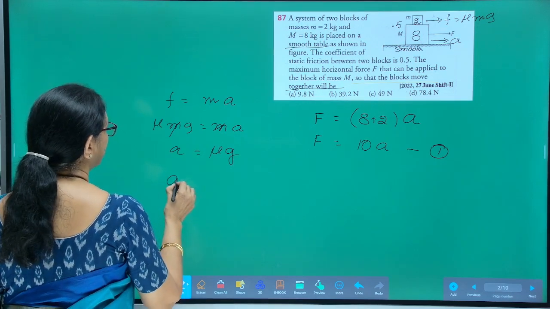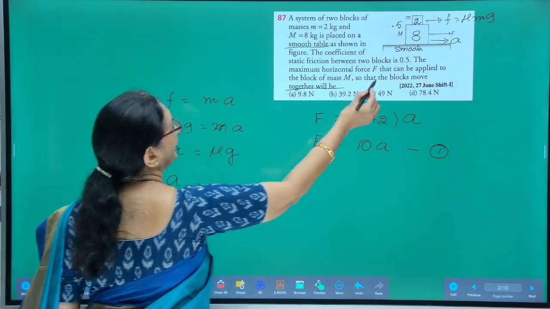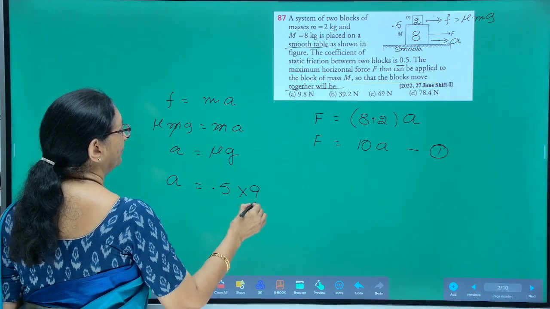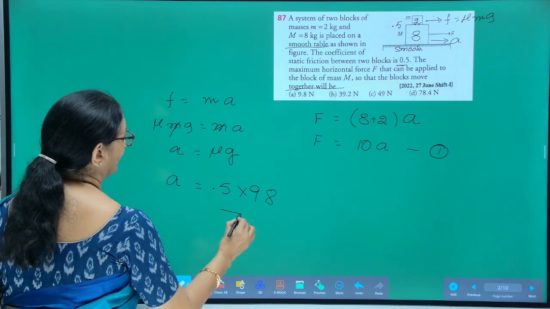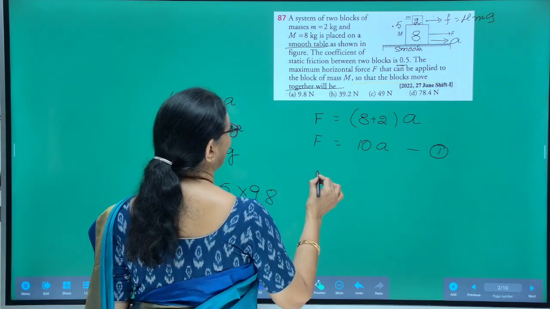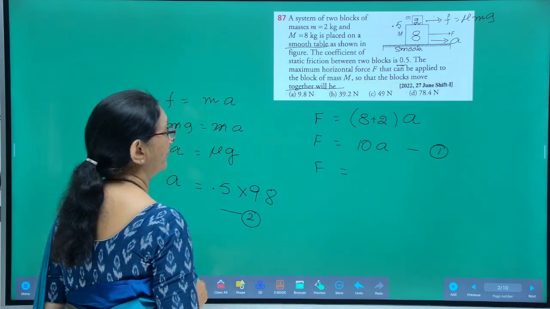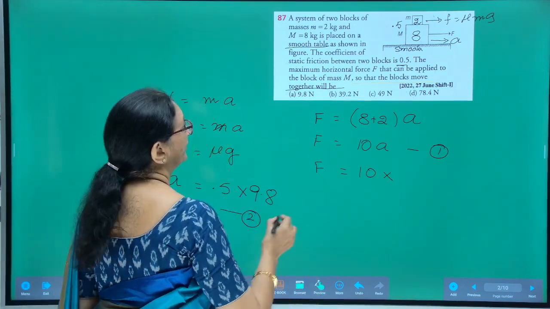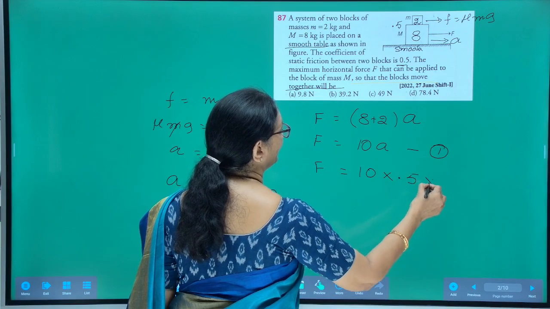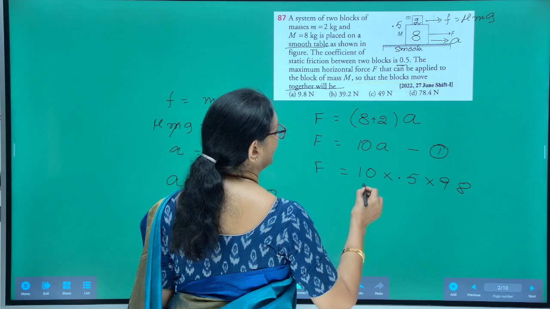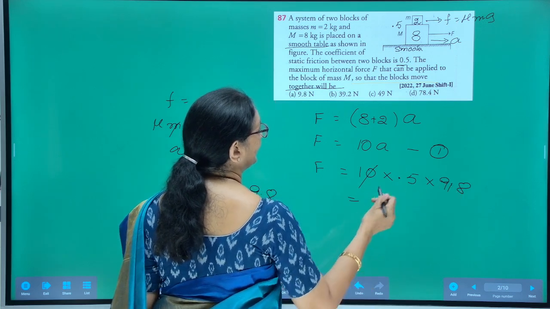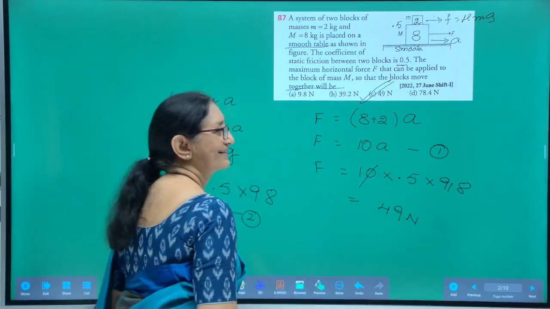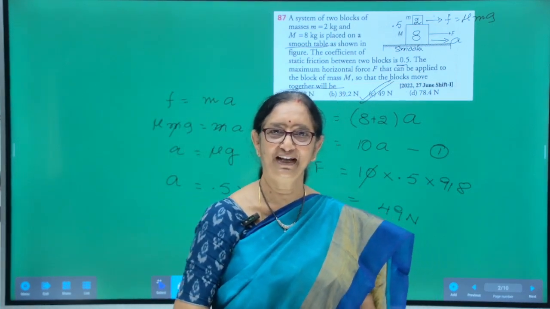So, the acceleration of the upper block is mu into G. Mu is given as 0.5, G is not given, we take it as 9.8. Substitute this value of acceleration here to get the applied force, maximum possible applied force. It is 10 into acceleration mu G, 9.8. So, this is 98 into 0.5, that is 49 Newton. This is the correct option for that problem, right?